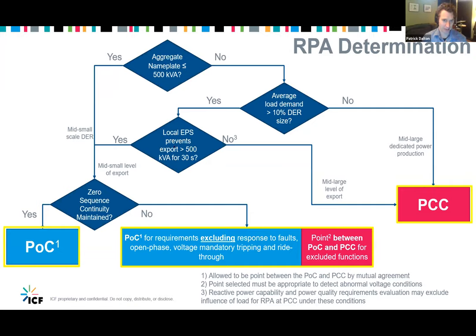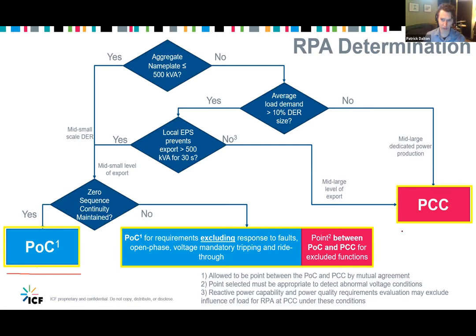And then there's also export limitation, and then zero sequence continuity, which is important for protective functions like the ability to detect a ground fault. You need zero sequence continuity. So if you have zero sequence continuity and it's a smaller system or the export is prevented, that looks a lot like perhaps a rooftop solar PV system. And the reference point of applicability would then be the point of DR connection or the DER terminals.